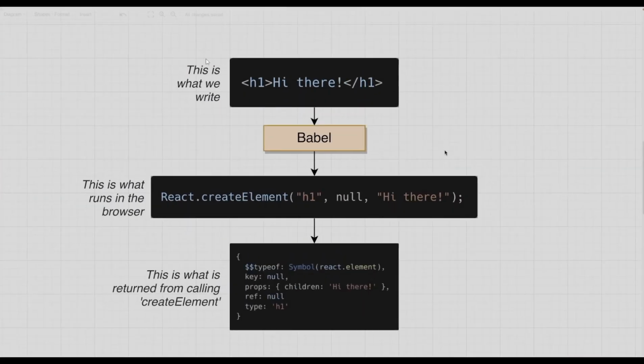As you can see there, this is what we write in our JSX code: H1, and this is the content of the H1, "Hi there". What Babel does is translate this JSX code into pure JavaScript code, and as you can see, this code right there and this code right here are the same. It doesn't matter if we write this or this, both will give us the same results.